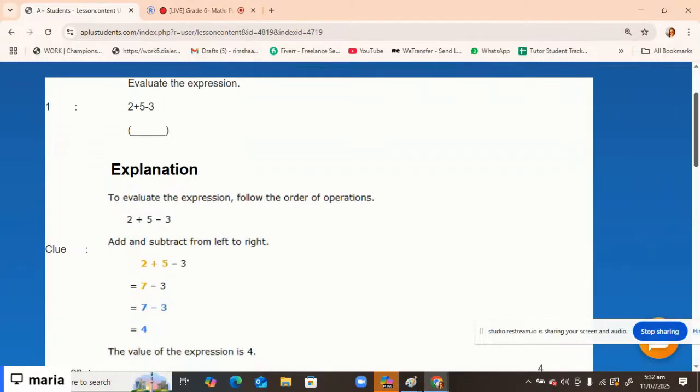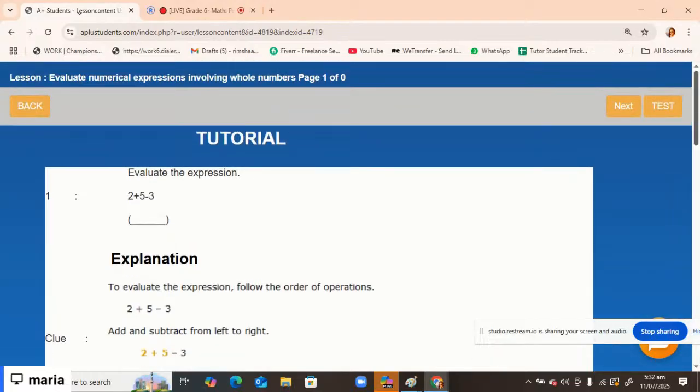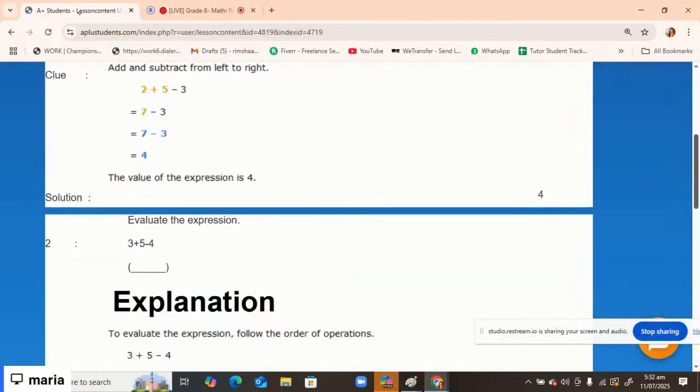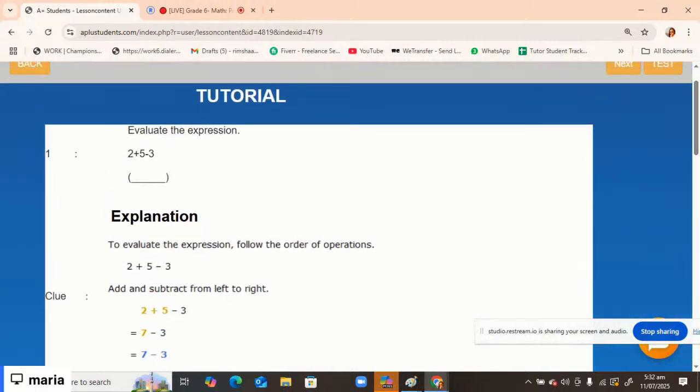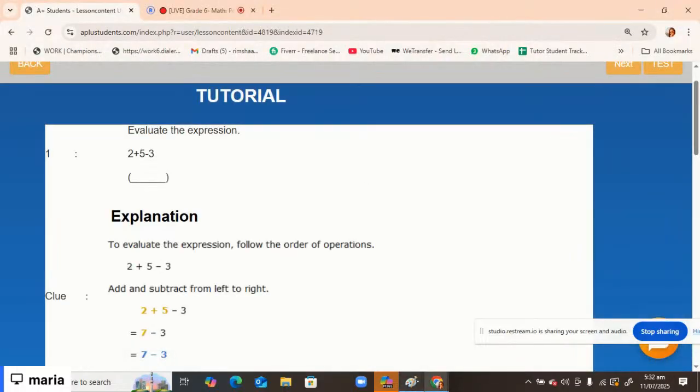Evaluate the expressions. Numerical expressions involving whole numbers. It's just like that. For example, if there are three digits here, let me just open the other.